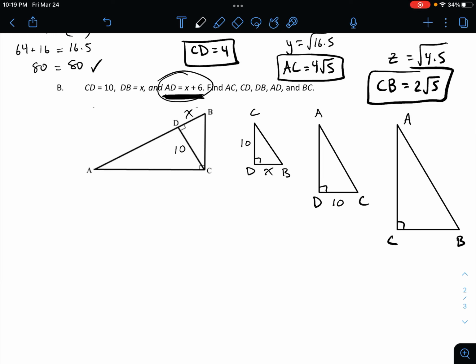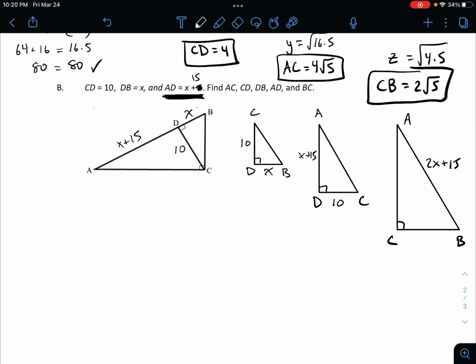DB is X there. And what I want you to change is this. I have it underlined. I don't want it to be X plus 6. I want you to change it to X plus 15. That's a typo. So change it to AD equals X plus 15. So we're going to put an X plus 15 here. So that means that AD is X plus 15. And then if I look at this whole distance AB, that's going to be 2x plus 15.